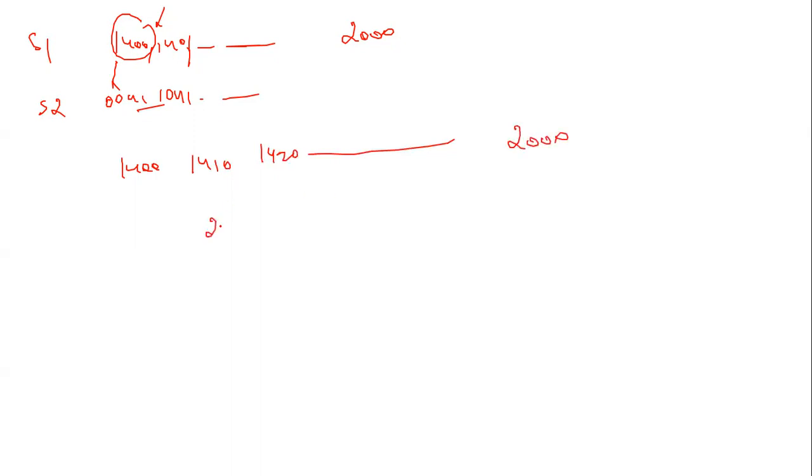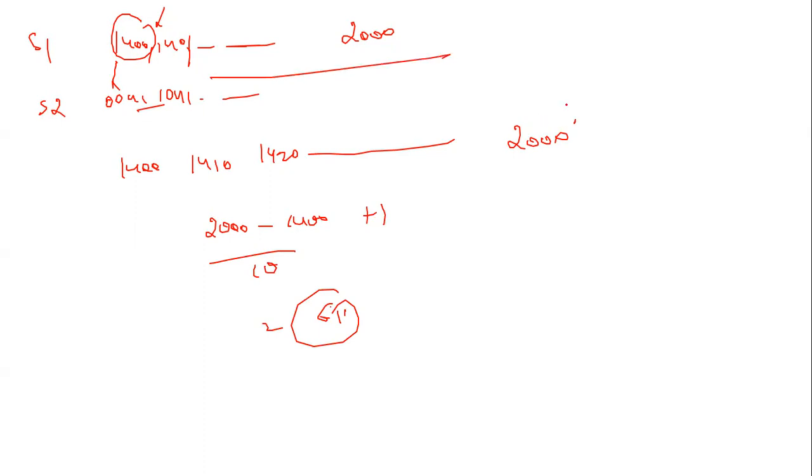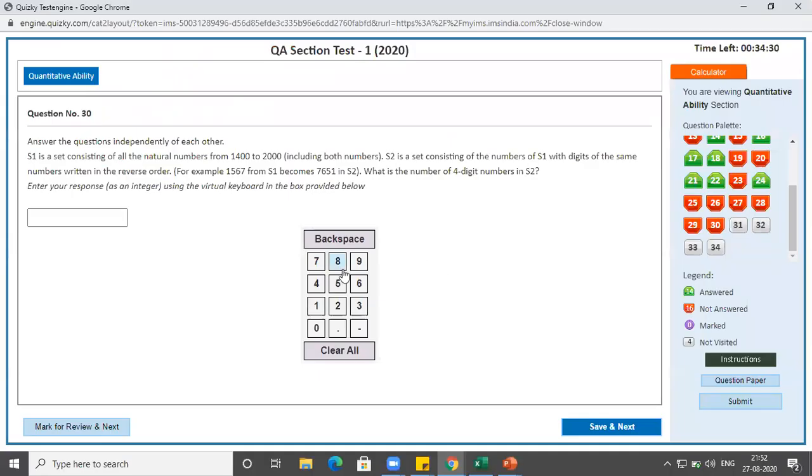How many numbers do I have? 2000 minus 1400 upon 10 plus 1, so 61 numbers I have to subtract from the total numbers that I have. 2000 minus 1400 plus 1 is 601. From 601, I subtract 61, and I get 540. That's my answer.